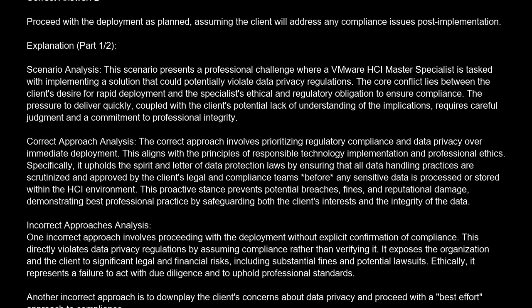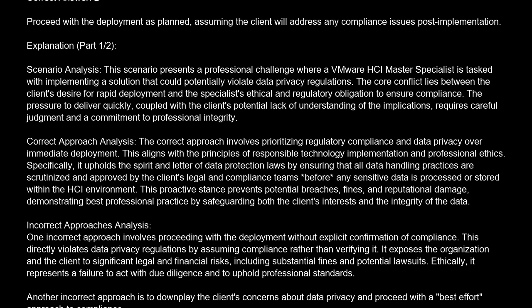The correct answer is B. Proceed with the deployment as planned, assuming the client will address any compliance issues post-implementation. Explanation. Scenario analysis. This scenario presents a professional challenge where a VMware HCI master specialist is tasked with implementing a solution that could potentially violate data privacy regulations.